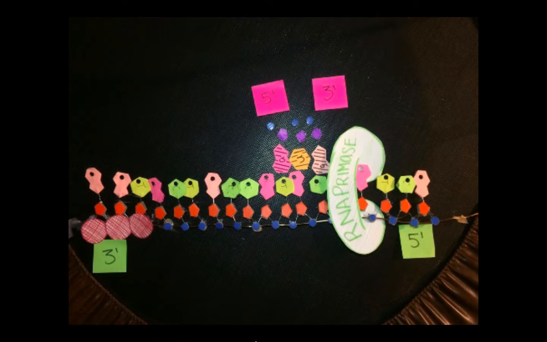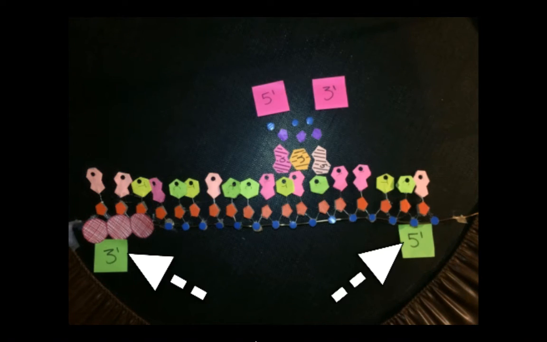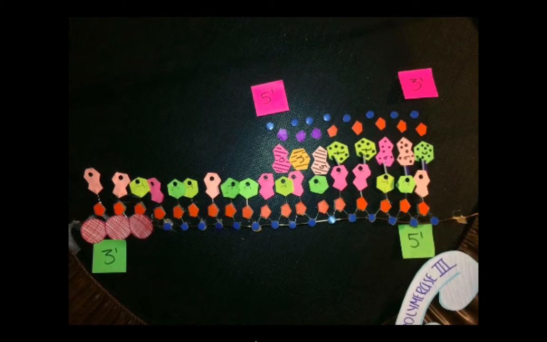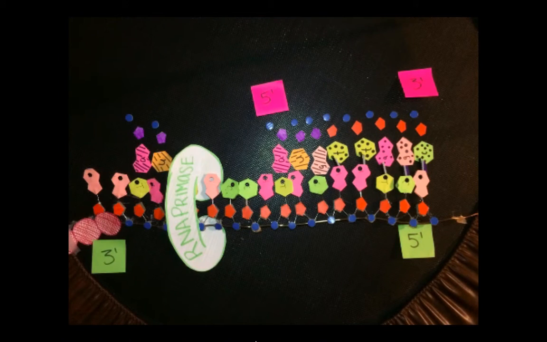The lagging strand is oriented 3' to 5', and remember, DNA is only built 5' to 3', so it has to work backwards in little chunks called Okazaki fragments. DNA polymerase III then begins at the primers, adding complementary nucleotides, creating the Okazaki fragments.